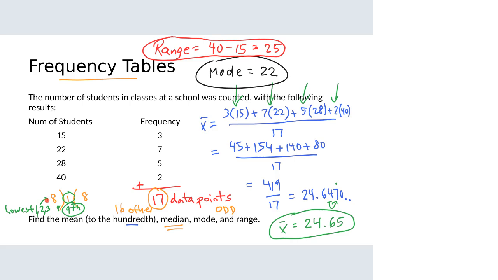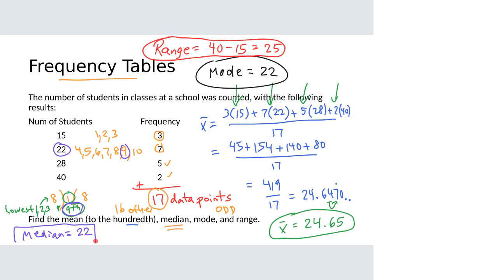So let's count them up. I have 3 of these, so that's data points number 1, 2, and 3. Then I have 7 of these, so that's data points 4, 5, 6, 7, 8, 9, 10. I could keep going. This would be 11, 12, 13, 14, 15, and this would be 16 and 17. But the only one I wanted to zero in on was the 9th data point. And the 9th data point is one of these 22s. And so the median of my data set here is 22.